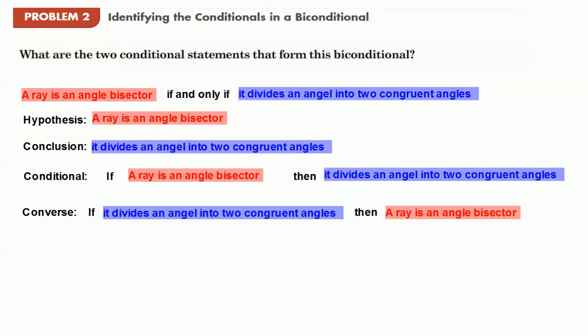So now we have identified the hypothesis and conclusion, and we've come up with our two conditionals, which both are true. So we're working backwards from the biconditional. That's all you're doing for problem number 2.